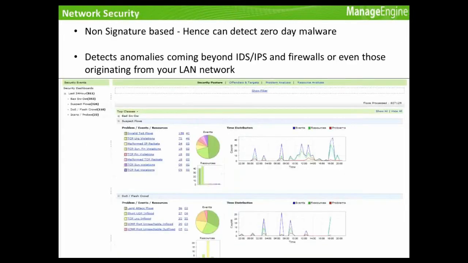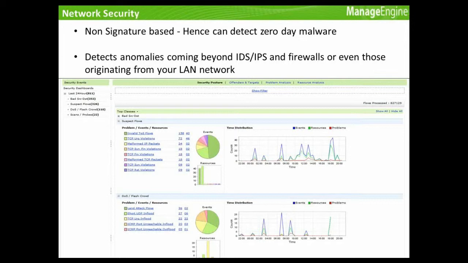And security is the new use case again. Most IDS and IPS are dependent upon signatures for capturing network anomalies. Now, there are intrusion prevention systems which are not based on signatures but on network behavior, but they are quite expensive. That is where NetFlow is important. Using NetFlow, you can detect or capture non-signature based anomalies, which means you're capturing zero-day malware, which could possibly have come beyond your IDS or IPS system.